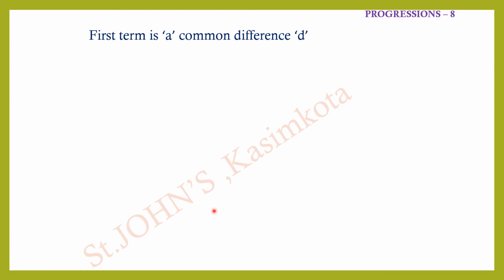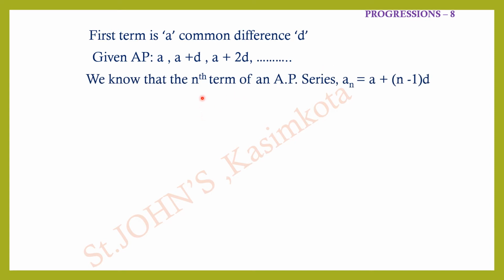a plus (n minus 1) into d. But the term before is a plus (n minus 2) into d, and before that a plus (n minus 3) into d. Are you clear? So we have to write the general form of an arithmetic progression. Given an AP, a is the first term, a plus d the second term, a plus 2d the third term, and so on. The last term is a plus (n minus 1) into d. We know that the nth term of an AP series is a_n equals a plus (n minus 1) into d.